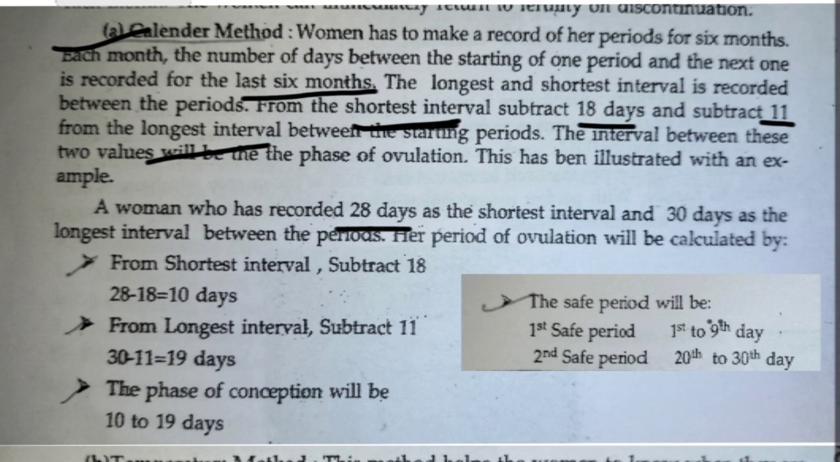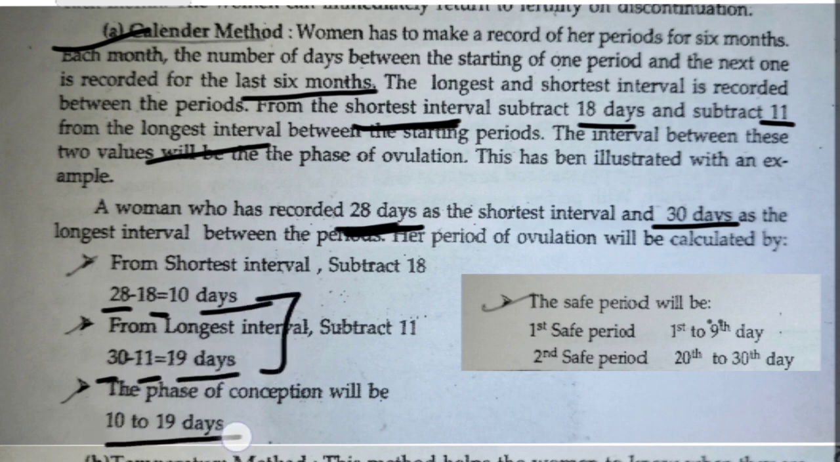For her, it has been calculated: one cycle was 29 days, one was 30 days, and one was 32 days. Looking at that, the 28th day is the shortest interval. She took that 28th day, and the longest interval is 30 days. From the shortest interval she subtracted 18 and got 10 days. From the longest interval she subtracted 11 and got 19 days. And days 10 to 19 is the ovulation period.